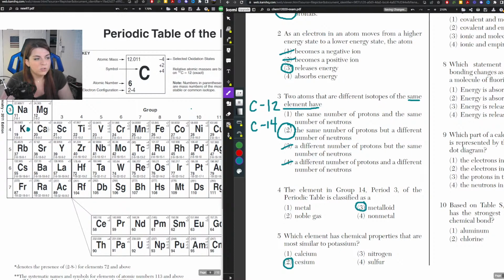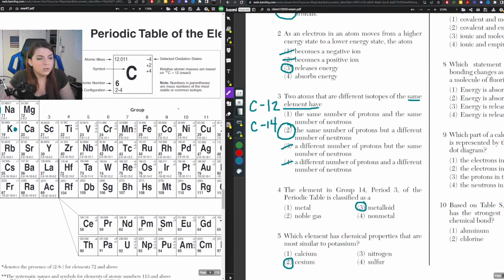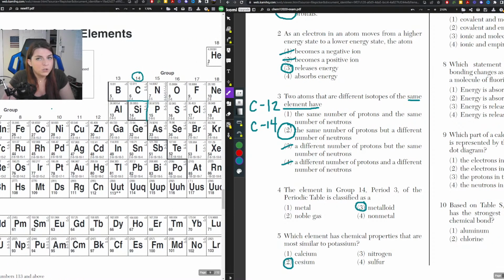Calcium is a wrong answer. They're just in the same period. The only thing that's the same about them is the number of electron shells that they have. And then nitrogen and sulfur are nonmetals, and they're all the way on the other side of the table. But I'm going to tell you right here, right now, the reason they did nitrogen and sulfur is because they wanted to trick you thinking that P was potassium. It's phosphorus. So be very mindful of that, because they do try to trick you.